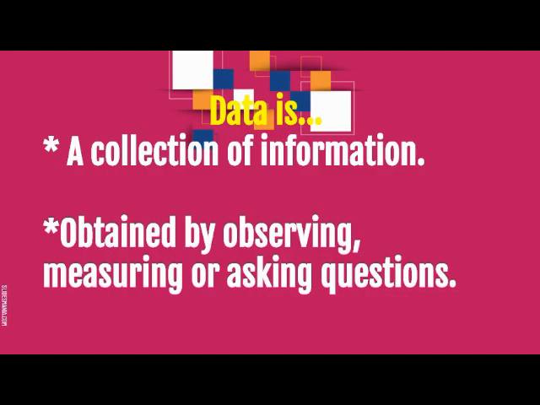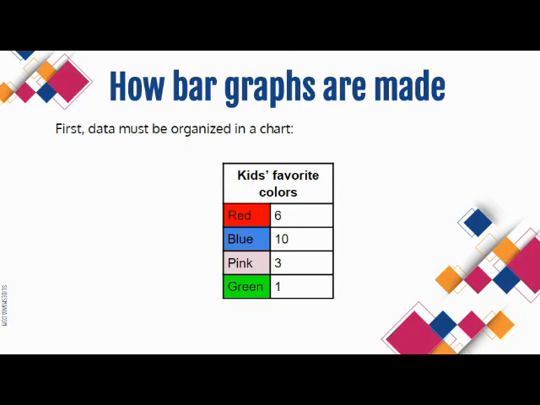When you are going to make a bar graph, first you need to have your data organized in a chart, like this example. In this case, we collect information about some kids' favorite colors. We have categories, which are the colors, and the number of answers collected.